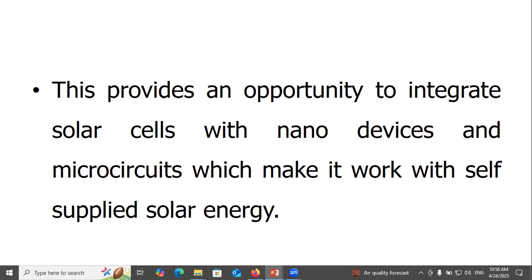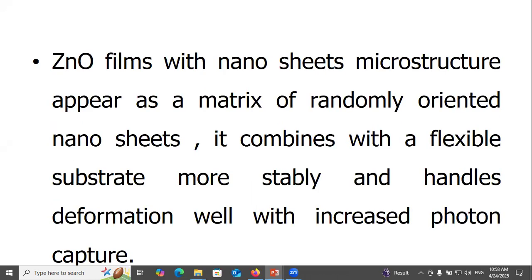This provides an opportunity to integrate solar cells with nano devices and microcircuits, which makes them work with self-supplied solar energy. Zinc oxide films with nanosheet microstructure appear as a matrix of randomly oriented nanosheets. It combines with a flexible substrate more stably and handles deformation well with increased photon capture.